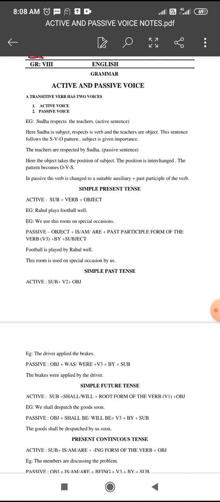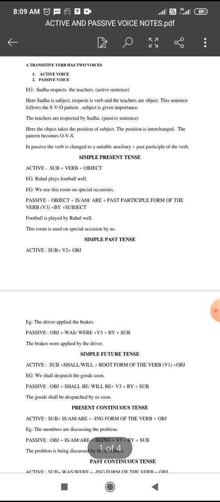Sudha respects the teachers. So Sudha is the subject, respects is the verb, and the teachers is the object. So when we are interchanging it, the object, the teachers, comes first, then the verb respected, then the subject. Now we have to know that in passive form, there will always be a suitable auxiliary, then the past participle form of the verb. Always remember that the past participle form of the verb is used in passive.